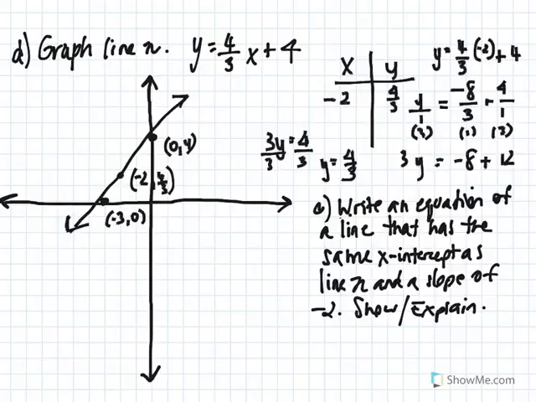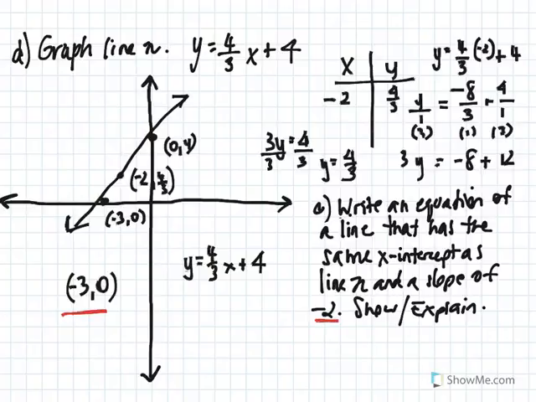Part E, write an equation of a line that has the same x-intercept as line N and a slope of -2. Show or explain. The original equation is y equals 4/3 x plus 4. We need to write an equation of a line that has the same x-intercept as line N. We know the x-intercept from line N was (-3, 0). So we have one point so far, and the question tells us that the slope of the line is -2. So we have a point and a slope. We know how to solve that.